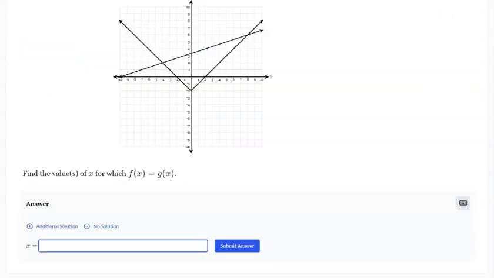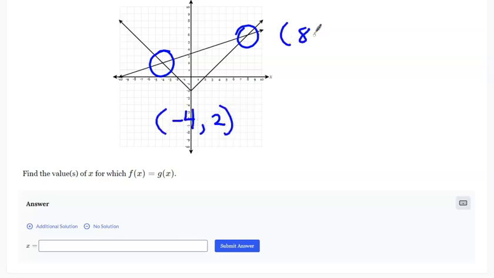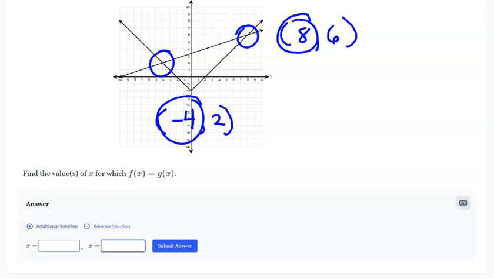Let's try that again. This one happens to have 2 points of intersection. This point of intersection is -4, 2. That point of intersection is 8, 6. So what values of x are they equal? The answers are -4 and 8. So we're going to type 2 solutions here. The first one is -4 and the second one is 8.